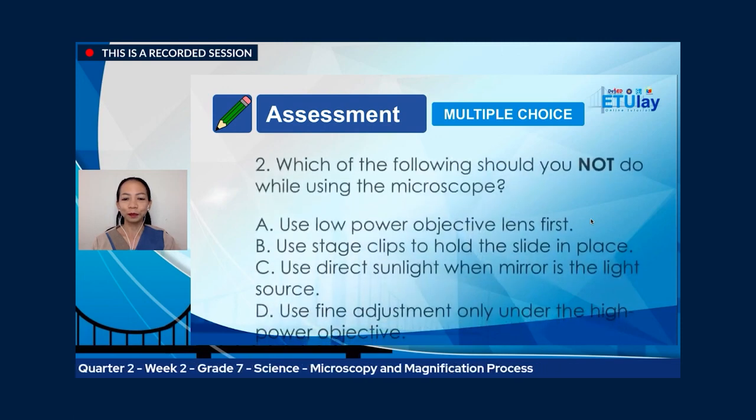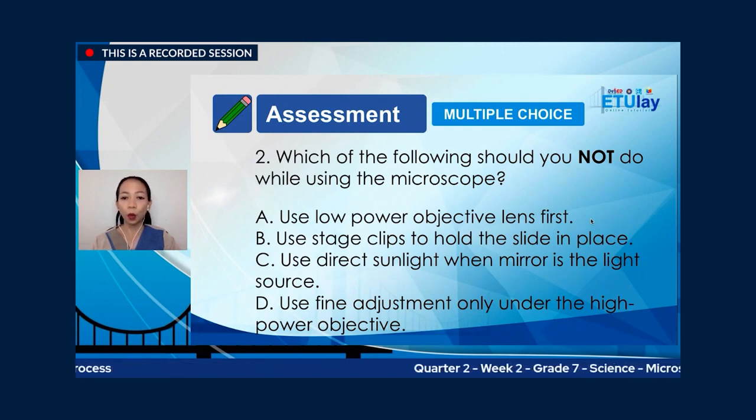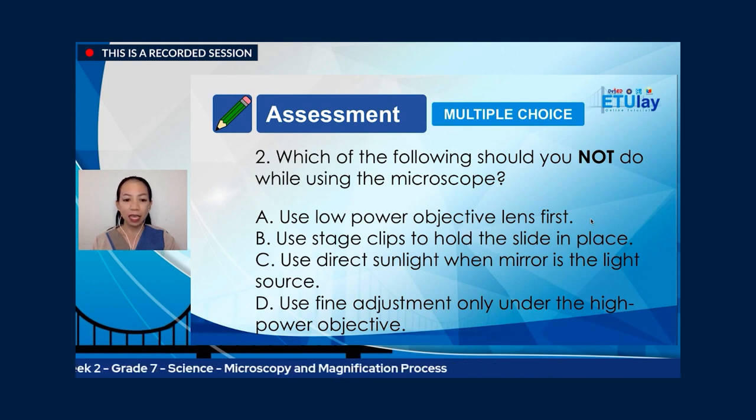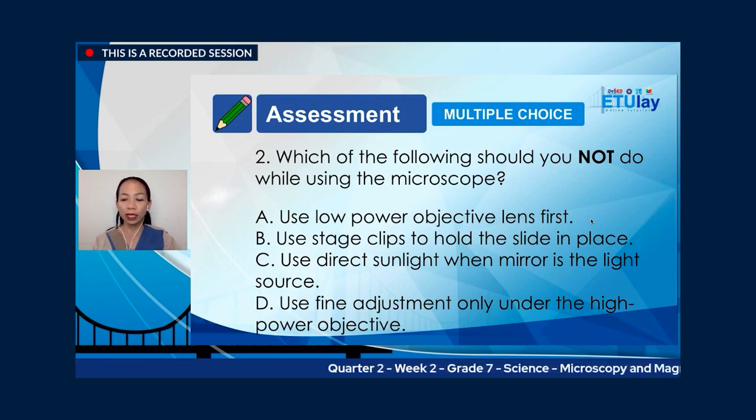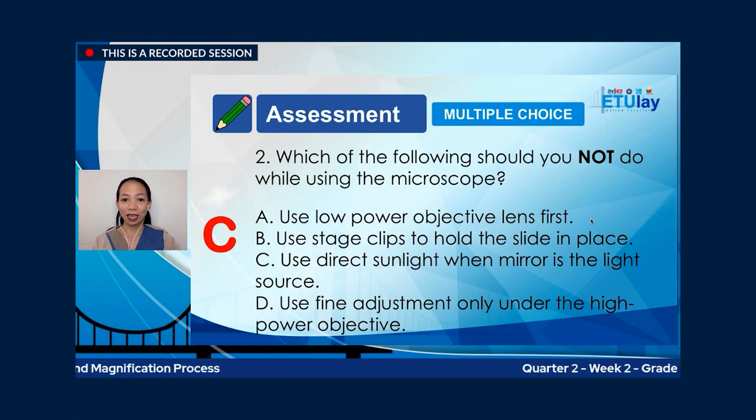Number 2, which of the following should you not do while using the microscope? A, use low power objective lens first. B, use stage clips to hold the slide in place. C, use direct sunlight when mirror is the light source. Or D, use fine adjustment only under the high power objective. Which should you not do while using the microscope? Correct answer, letter C. Do not use direct sunlight.